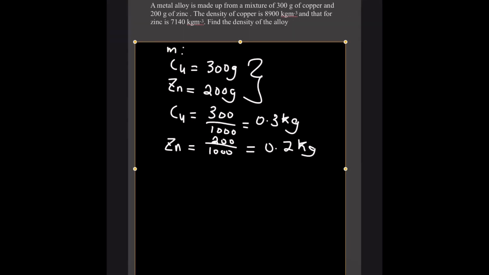Notice how they did not give us the volume of either metal. However, we have the mass of the metals and the density of the metals. So we can use those variables to find the volume of the metals. So volume is mass over density.